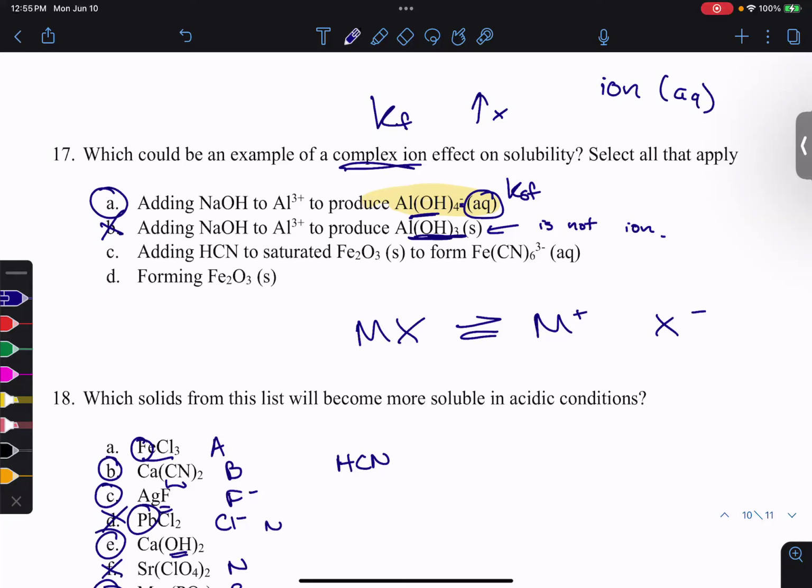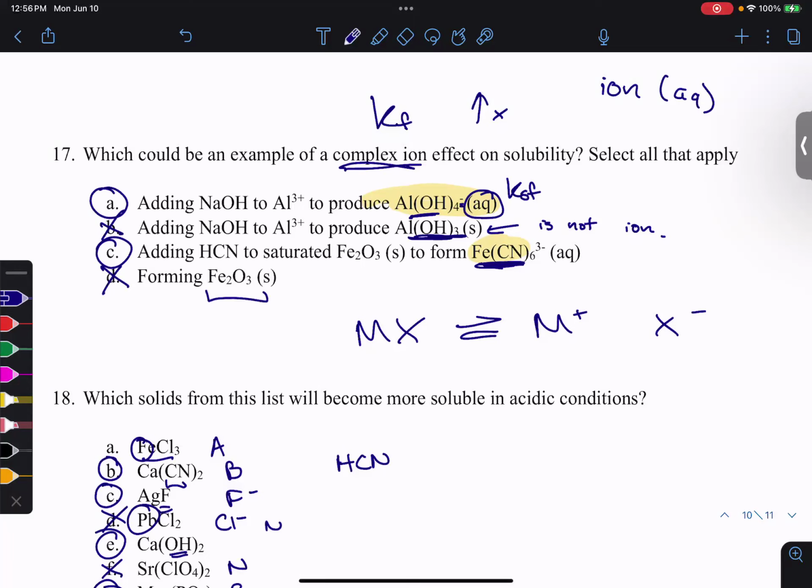So keep going, adding HCN to saturated iron to form an iron cyanide complex. So we're forming a complex. So this is absolutely an example of complex ion formation improving solubility, because we are adding something that makes a complex, an aqueous ionic complex. And then the last one, just forming iron(III) oxide. This would not be an example of complex ion formation, because this is not a complex ion.